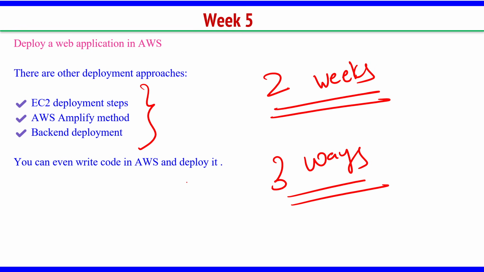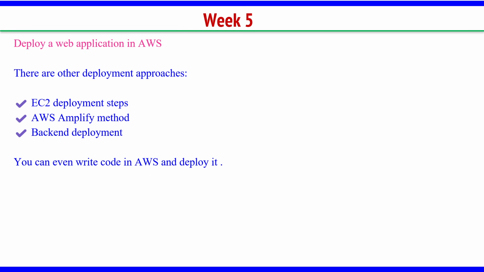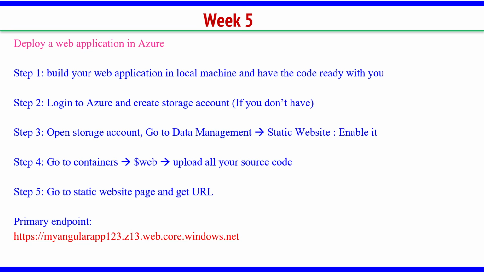Once you are a master with this, immediately we are going to jump to machine learning deployment, the 7th week, right? So this is for AWS. In Azure also it is almost the same procedure, right? In Azure, build your application in your local machine and have the code ready with you. Then log in to Azure and create a storage account. If you have deleted your previous week's storage account, you create one more storage account.